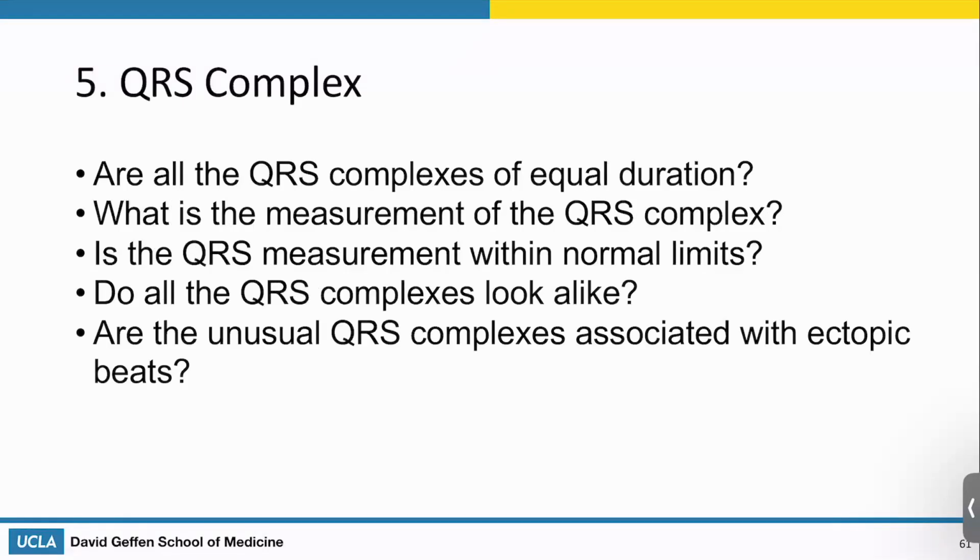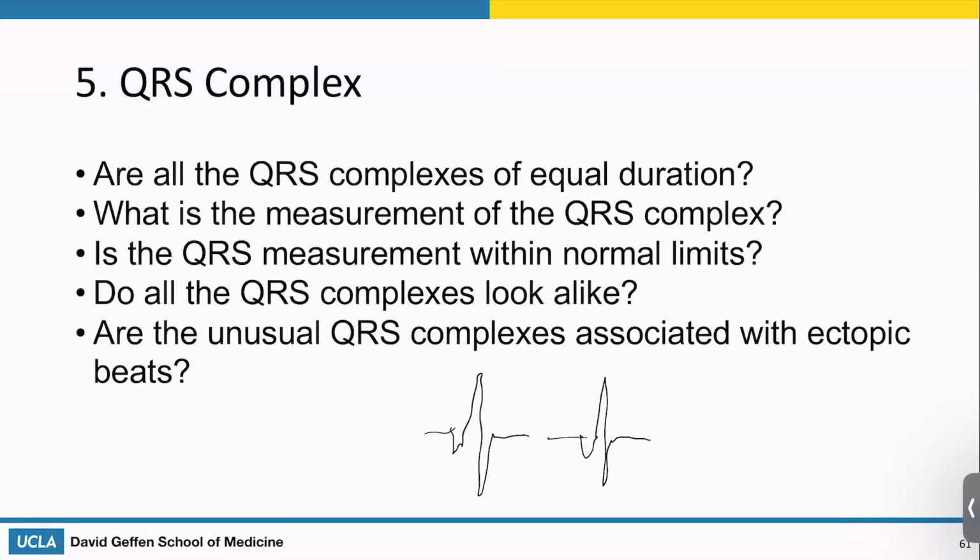QRS complexes: are all the QRS complexes of equal duration, meaning less than 0.12 seconds or 120 milliseconds? What is the measurement of the QRS complexes, and is the QRS measurement within normal limits? Do all the QRS complexes look alike? Remember, we don't want to have variation in our morphology. Morphology means what it looks like. If I have one QRS complex that looks like this, I want the next one to look just like that, right? If something's different, it means something has varied, and that's not good.